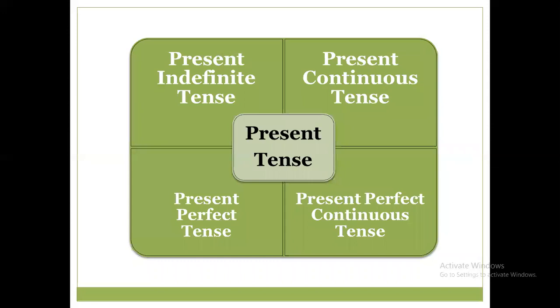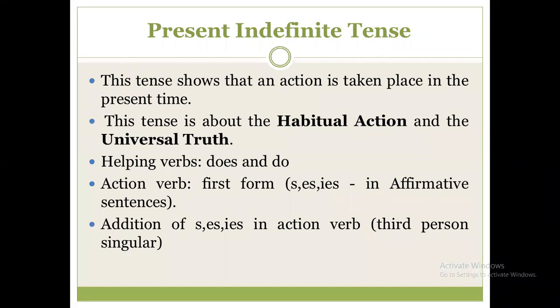And in this lecture, we will just discuss the present tense, because we have four aspects of present time. Those are present indefinite tense, present continuous tense, present perfect tense, and present perfect continuous tense. So let's move to our first aspect of present tense, which is present indefinite tense.